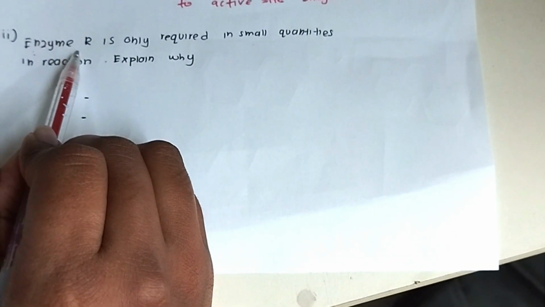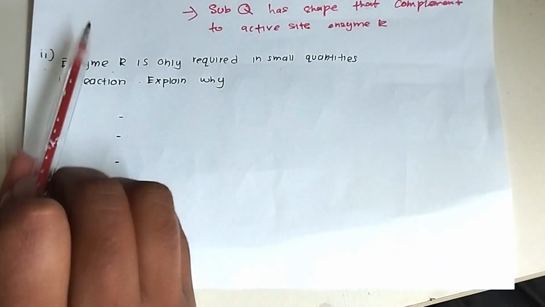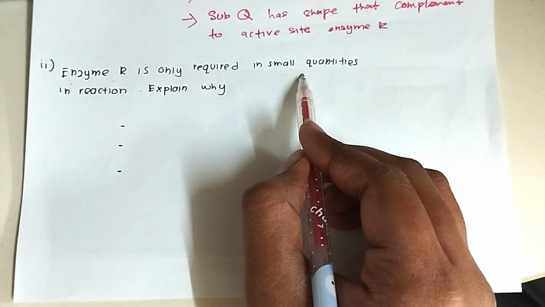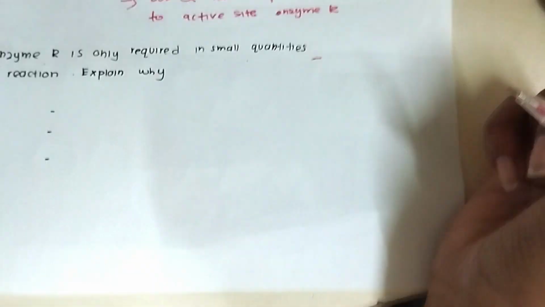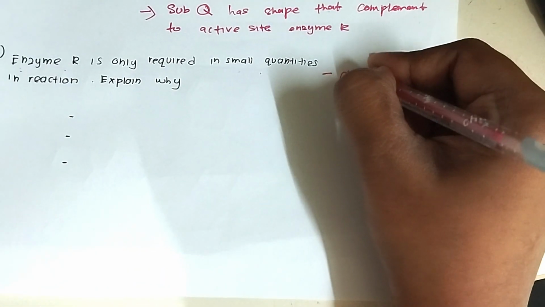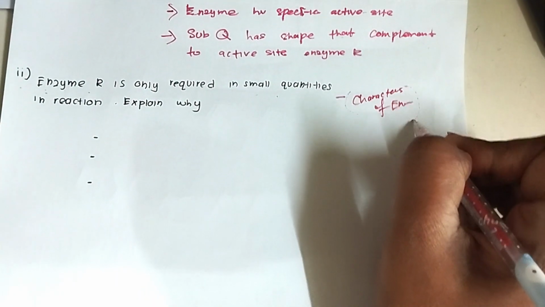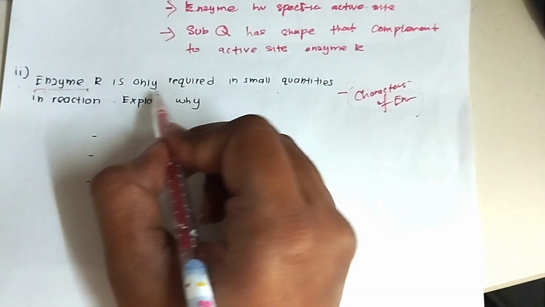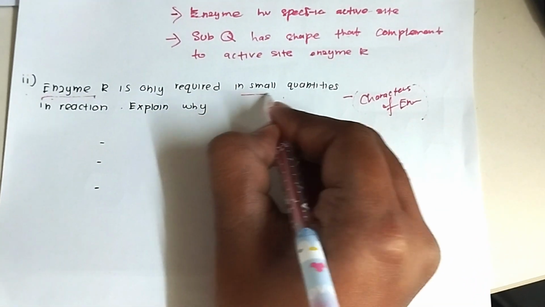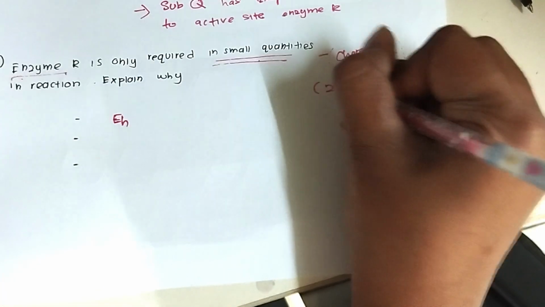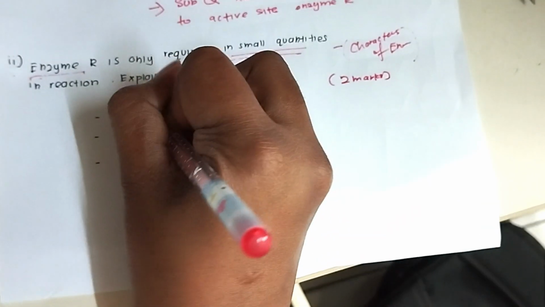Next, for enzyme R, this is our second question. Key points are very important. Enzyme R is only required in small quantities. This is about the characteristics of enzymes, right? Why is enzyme R only required in small quantities? Because enzymes, again here we have 2 marks for this question.